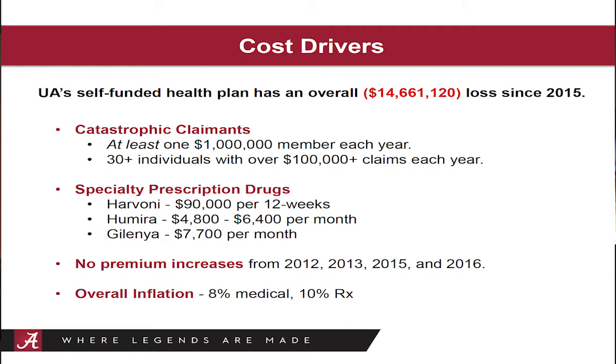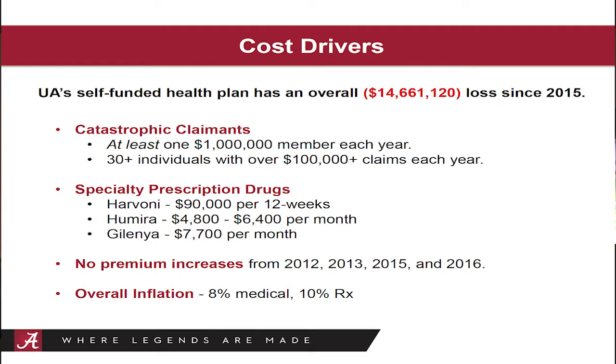Prescription drug costs. Prescription drugs are expensive. We just have a few examples here. Harvoni is $90,000 for a 12-week treatment. Humira, $4,800 to $6,400 per month. Gilenya, $7,700 per month. So these are just some examples of the types of prescription drug costs that our plans do cover, and of course it's going to contribute to that deficit.